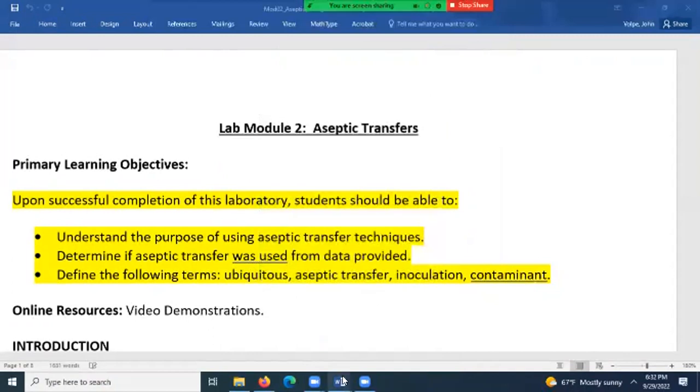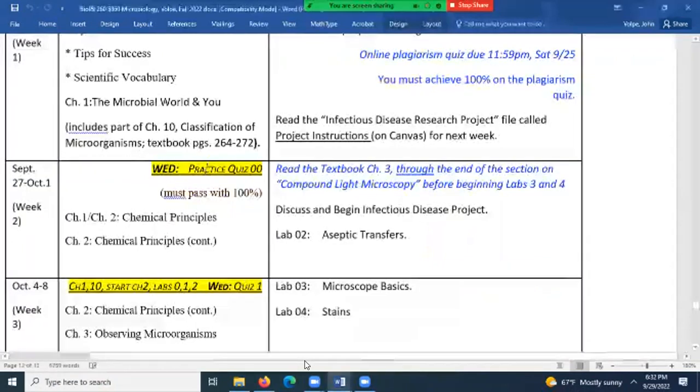So, oops, no, we're supposed to be there. We're supposed to be here. We're doing lab 2, aseptic transfers today. Any questions about what we're doing? Remember, you need to read the textbook in chapter 3 about the section dealing with compound light microscopy. That needs to be read before beginning labs 3 and 4.